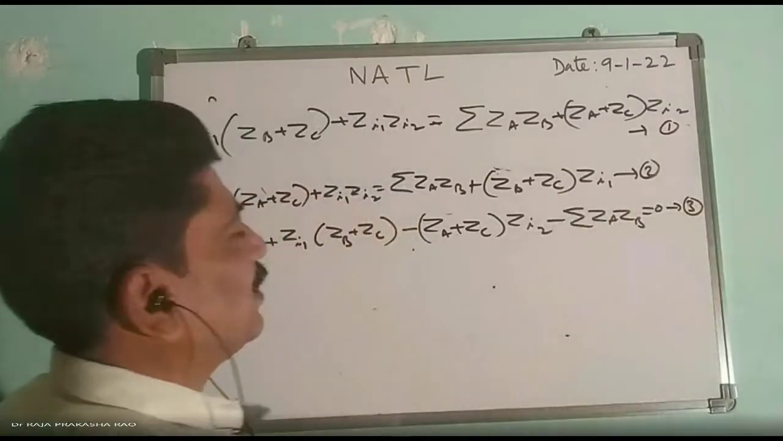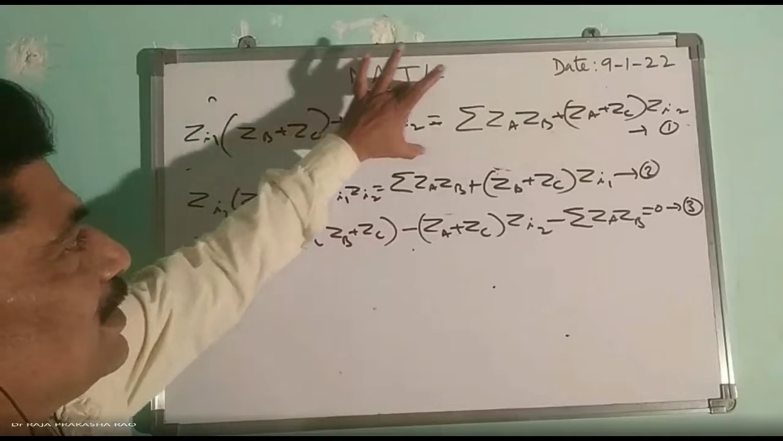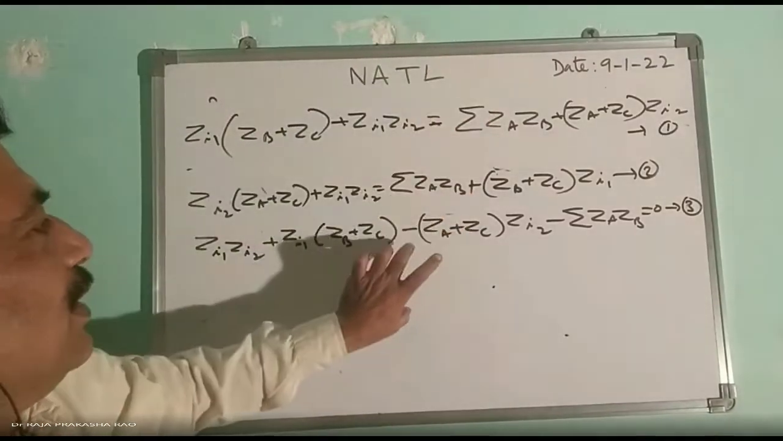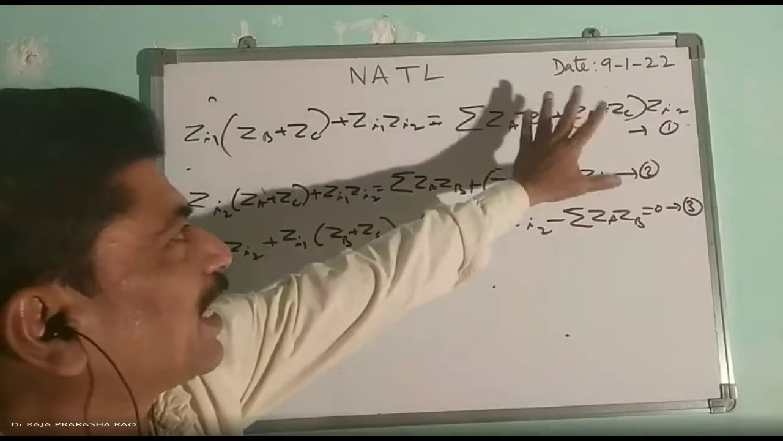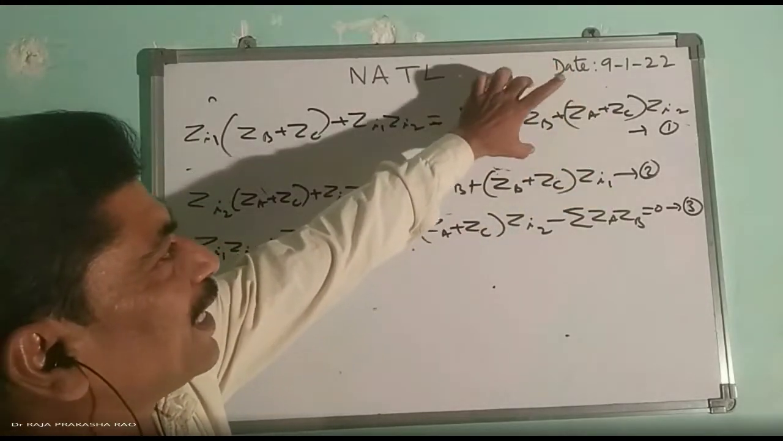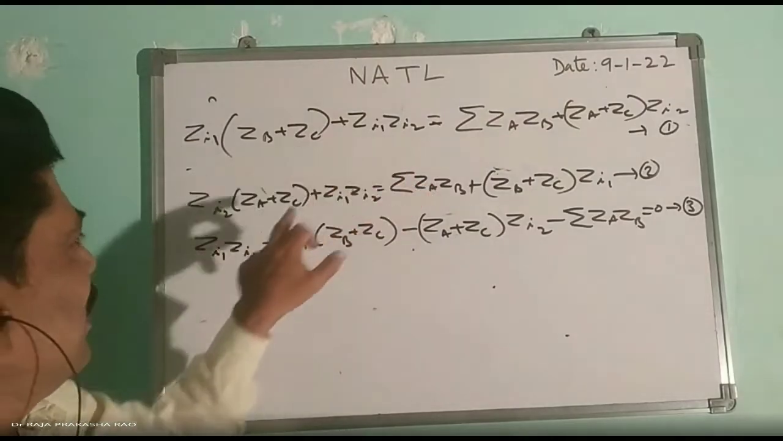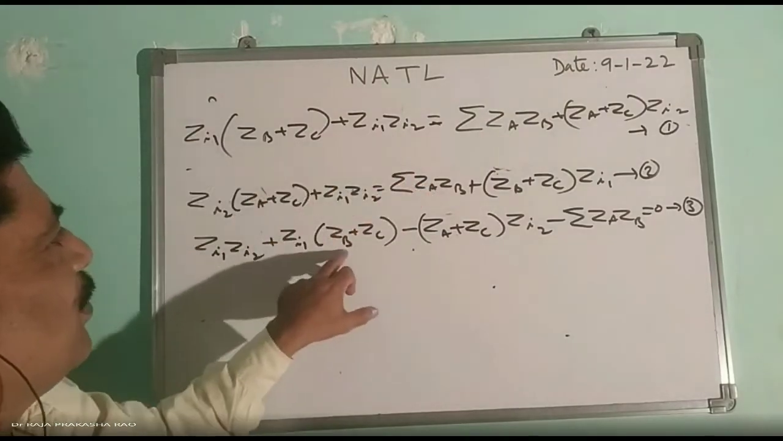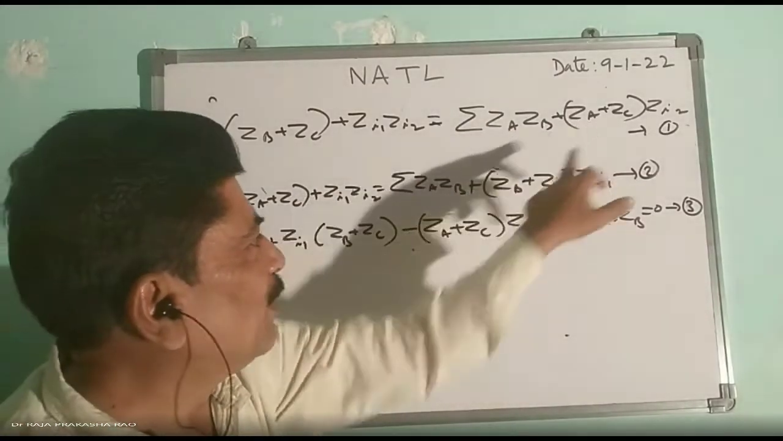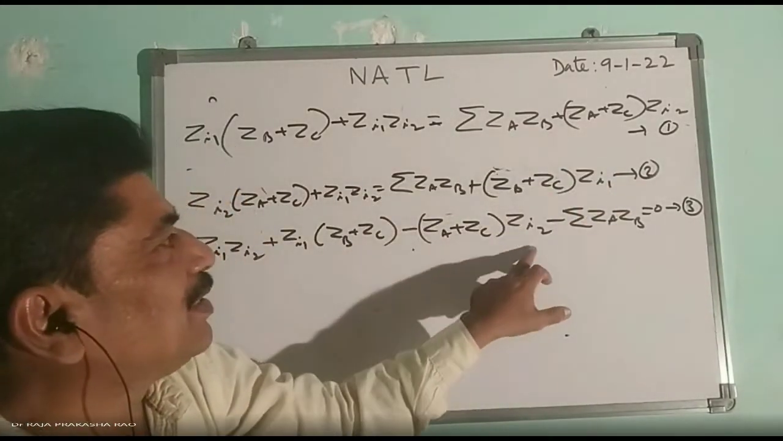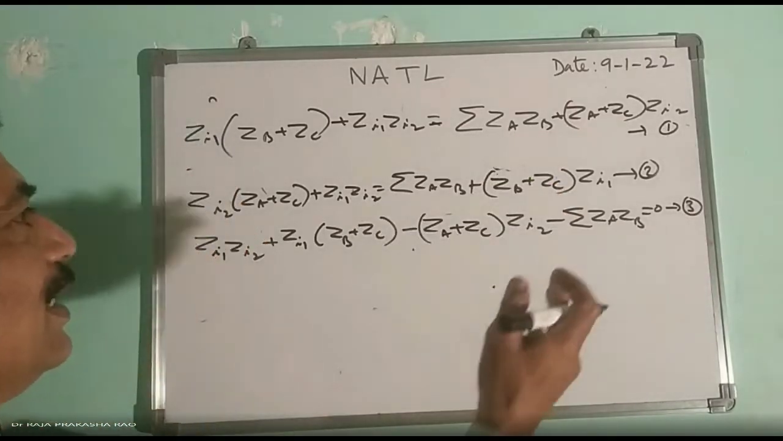Any confusion? Students, any confusion is there? Yes. This equation, after simplifying this, that means moving the terms in the RHS to the LHS side, we got this ZI1 ZI2 as it is, ZI1 into ZB plus ZC. I have brought this to left side. Okay? That is minus ZA plus ZC into ZI2 minus sigma ZA ZB equal to 0. Let it be equation number 3.